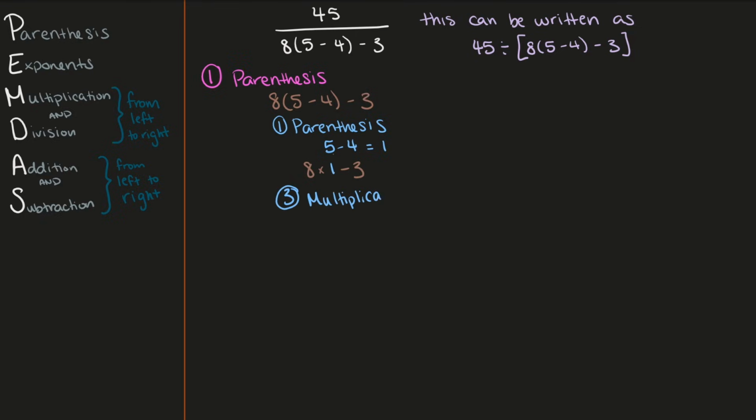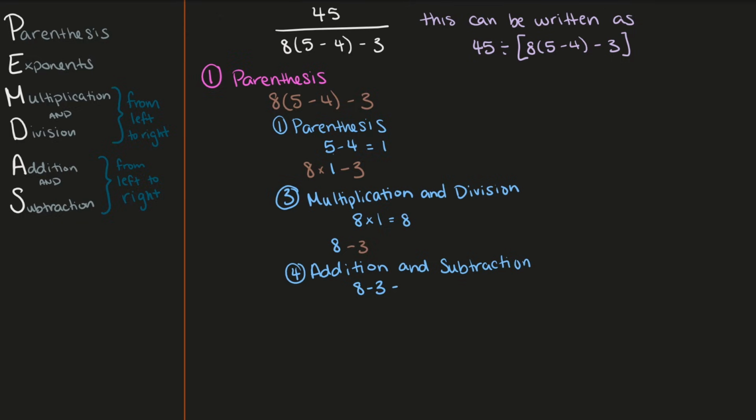Next, we'll do our multiplication and division. We have multiplication, so we'll do 8 times 1, which is 8. Then we're left with 8 minus 3, which is our subtraction, part of our last step of addition and subtraction. We'll do the subtraction, and 8 minus 3 is 5. So now we've solved that entire grouping that went in the denominator of our fraction. And so we can perform now the division that is left. 45 divided by 5 is what we're solving, and 45 divided by 5 is equal to 9. So the value of this expression is 9.